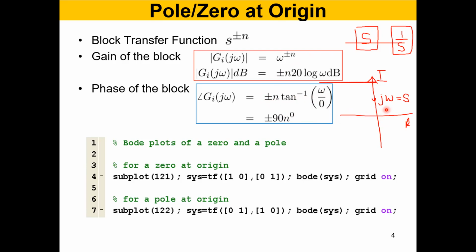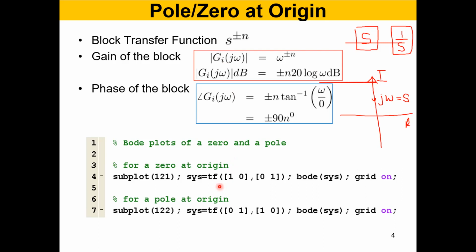So the best way to properly understand this phase and magnitude or gain effect of a zero or pole at the origin is to use MATLAB and visualize it. And you can see this little code over here, Bode plots of a zero and a pole. The first thing I need to do when I use MATLAB is to declare the function I have. So I have s to the plus or minus n, n number of zeros at the origin or n number of poles at the origin.